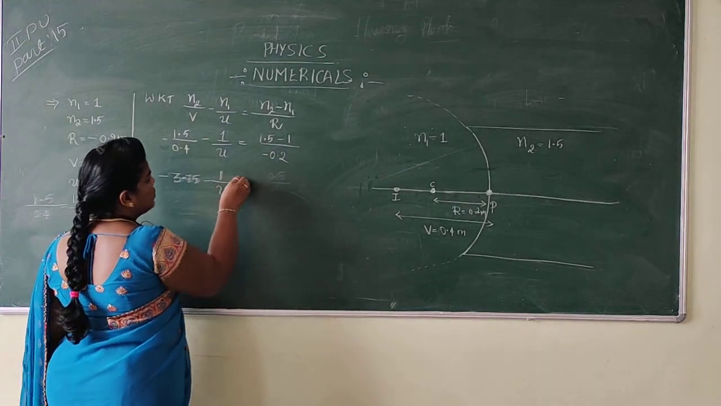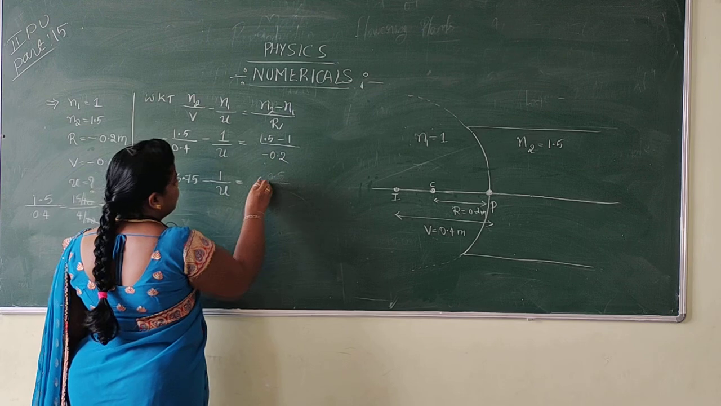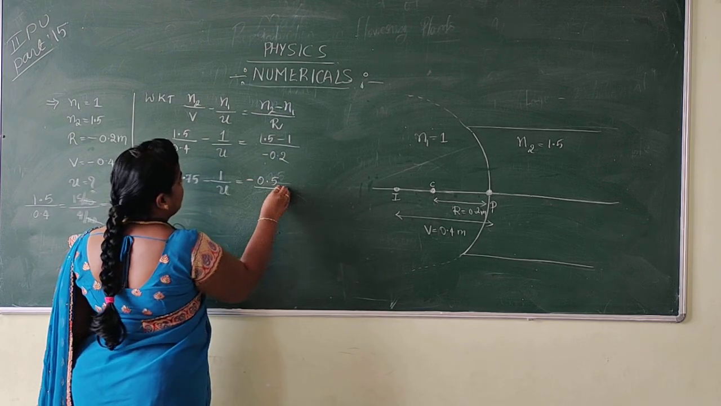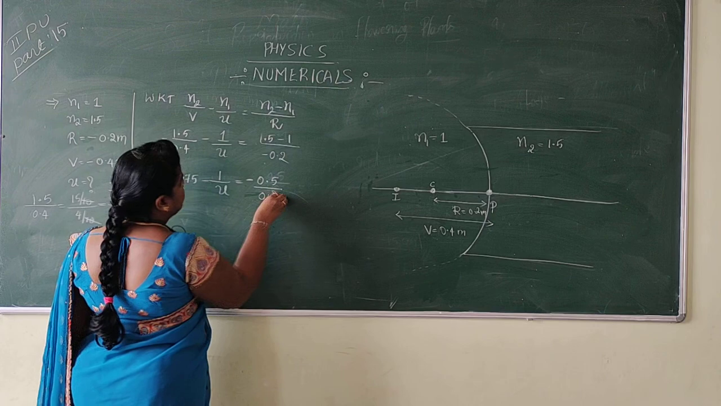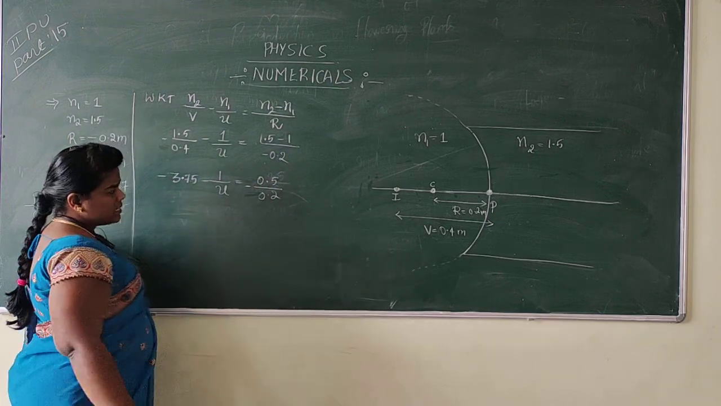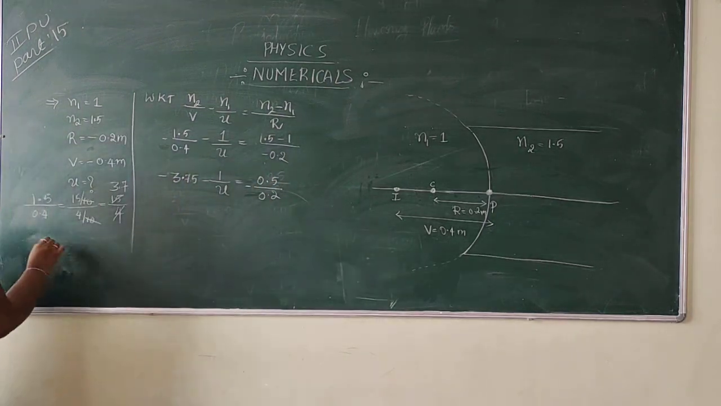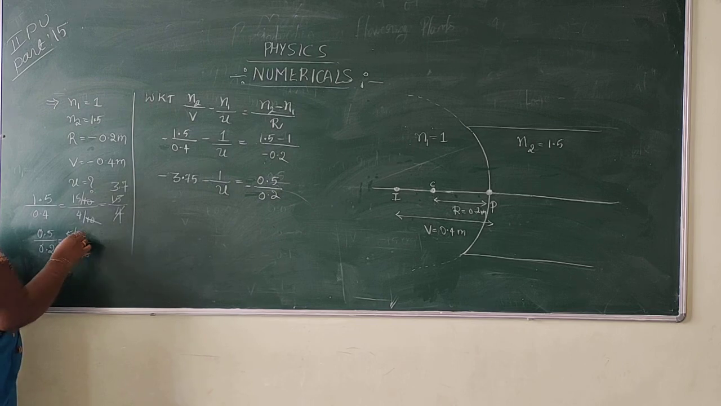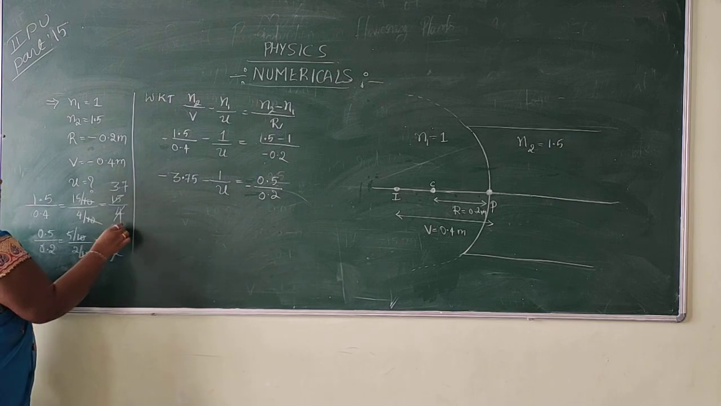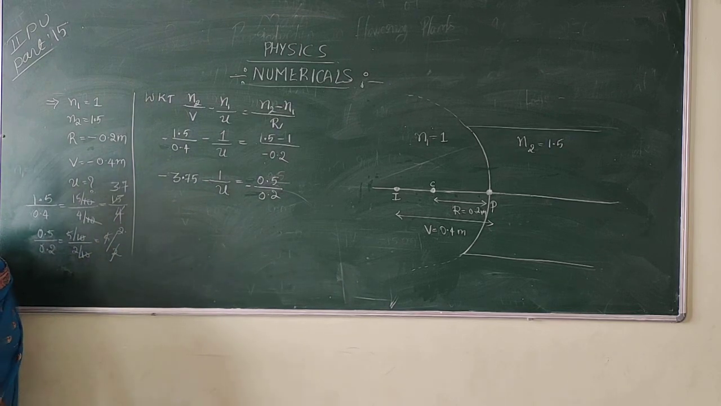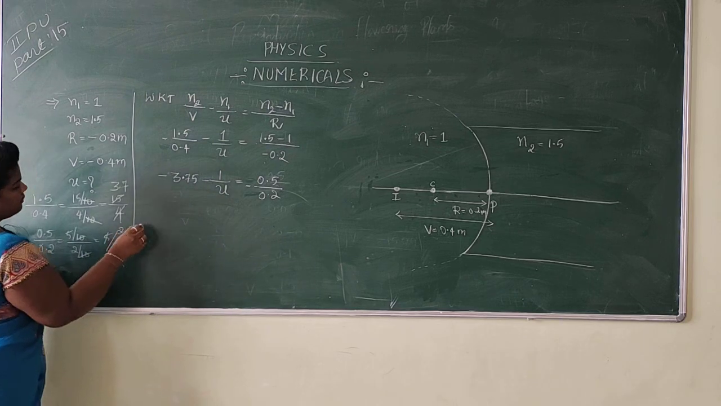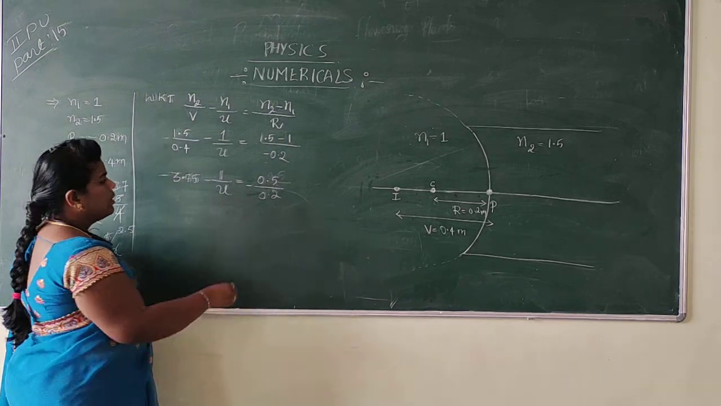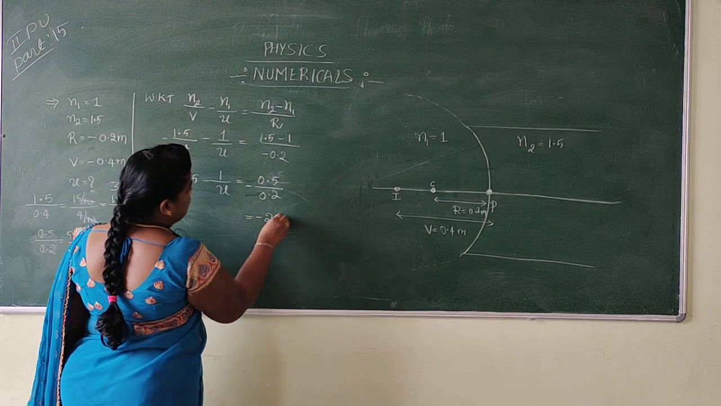1 by U is equal to, let's do that. 1.5 minus 1 is 0.5 divided by 0.2. Because of this minus, it comes here. Minus 0.5 by 0.2, that is 5 by 10 divided by 2 by 10. The 10s cancel, so 5 by 2 we have. You know that 2 1s are 2, 2 2s are 4. That 1 is left. Point, so 2.5. So it can be written as minus 2.5.